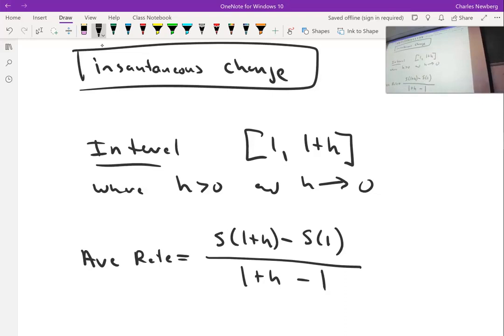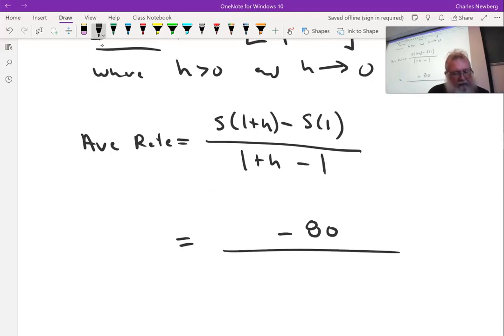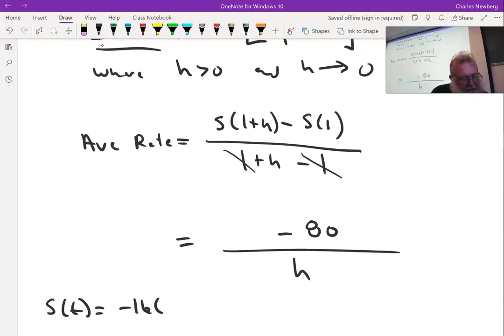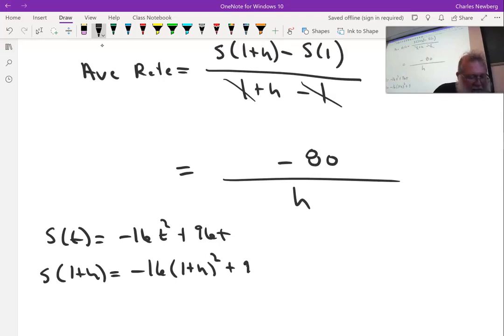Give you a chance to get caught up again. S of 1, we already know, that's 80, right? The 1s down here cancel, so we get an h down there. And then up here, let me recall the formula again. It was s of t equals minus 16t squared plus 96t. All right, so we have to do s of 1 plus h. That's going to be minus 16 times (1 plus h) squared, plus 96 times (1 plus h).